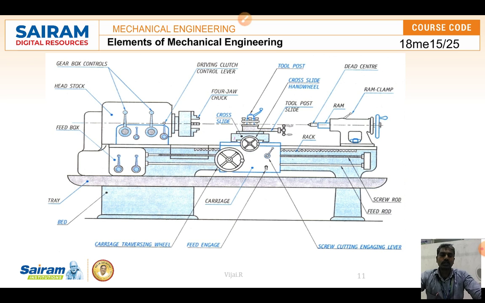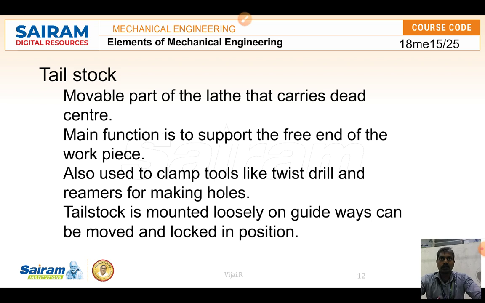So the tailstock is at the right end of the lathe. You can see a ram clamp, a dead center, and a ram. This entire setup is called the tailstock, where the tailstock can be moved with the help of a locking nut. We can loosen it, move it, and adjust it. It is used, if the workpiece is very long, for giving support at the free end of the workpiece, right?